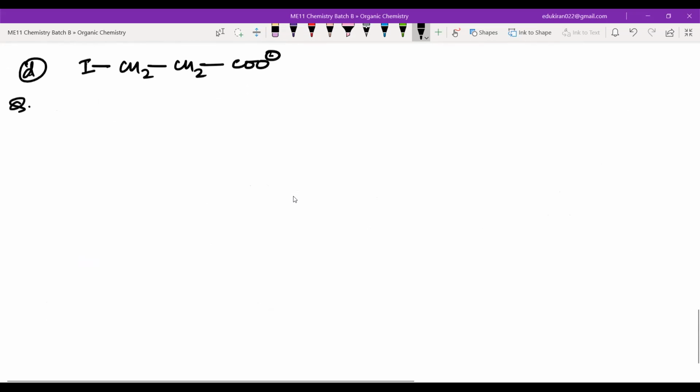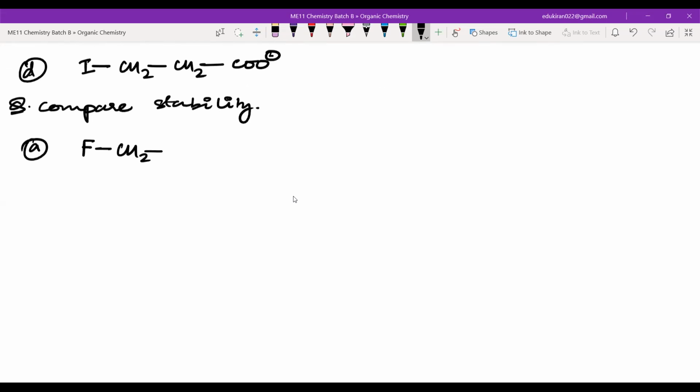Next is again compare stability. Now in this case, what I am going to give you, number A, we have, let us say, you're just taking the fluorine and CH2COO negative, right? Wait a second, let me do something else. Not like this. 1, 2, 3, 4, 5. So we have a COO negative here. We have a fluorine atom attached here.